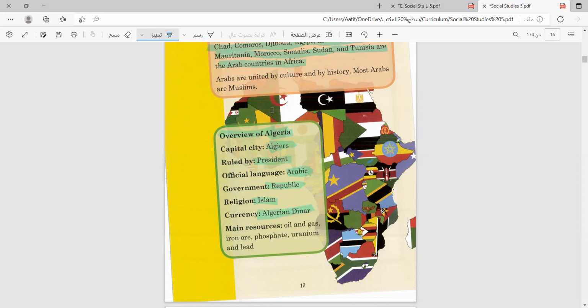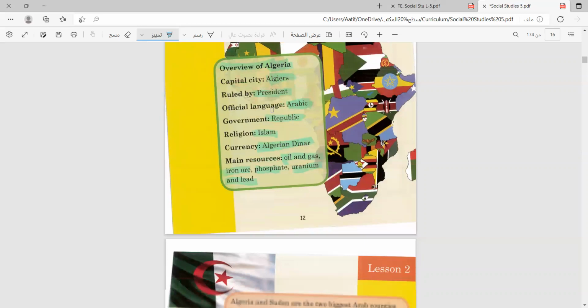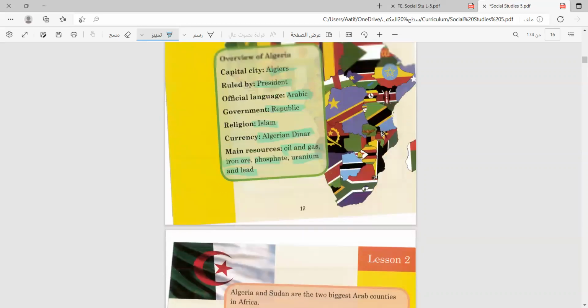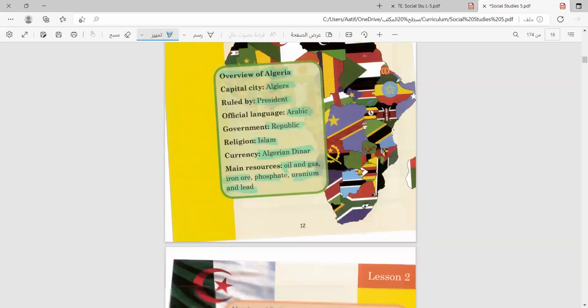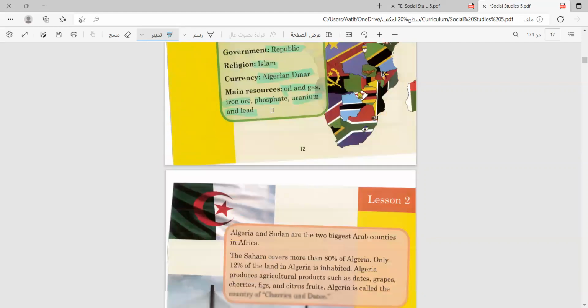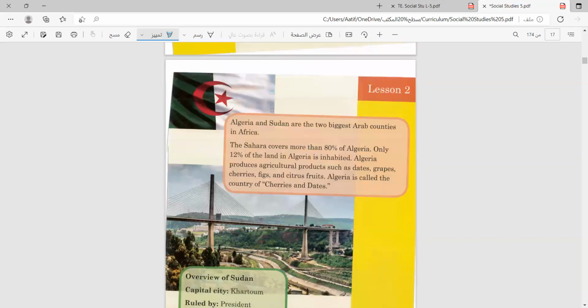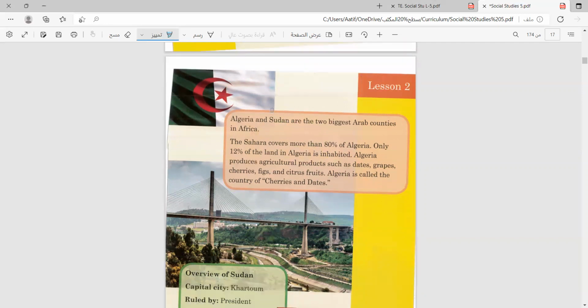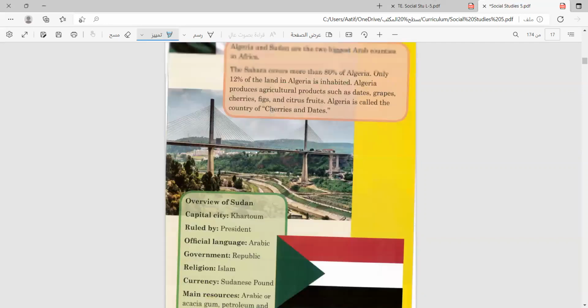The main resources for their income or for their economy: first, oil; second, gas; iron, phosphate, uranium, and lead. Lead is a material that is used in many creations, for example, bullets, weapons. So it is a very expensive and worthy material. So let's move to the second page, page 13.